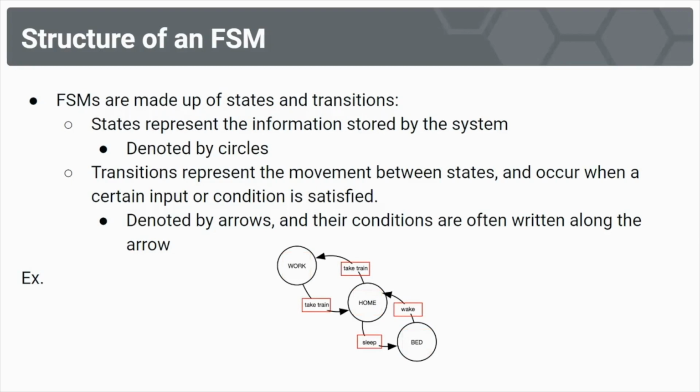Now, in this example below, let's say that I start at state home. If I wanted to get to work, I must satisfy the condition of the transition that would take me to work, in this case, taking the train. Once this condition is satisfied, our FSM transitions from state home to state work. Likewise, if I wanted to go back home, I must satisfy the condition of the transition pointing back home, which is also taking the train once again. And once that condition is satisfied, you guessed it, we are back home.